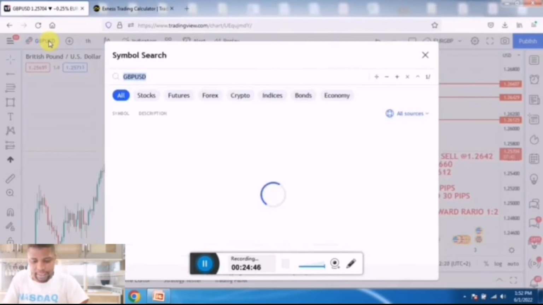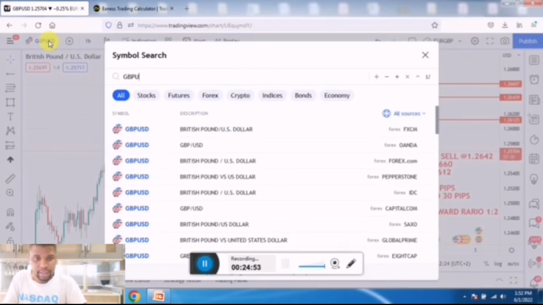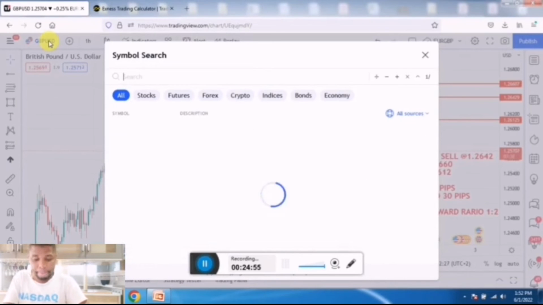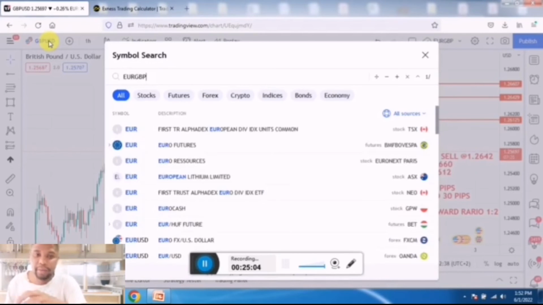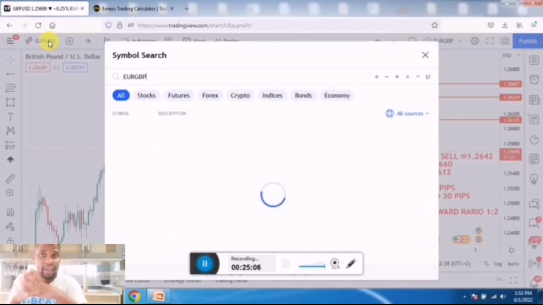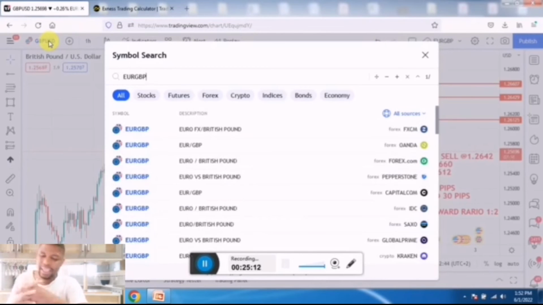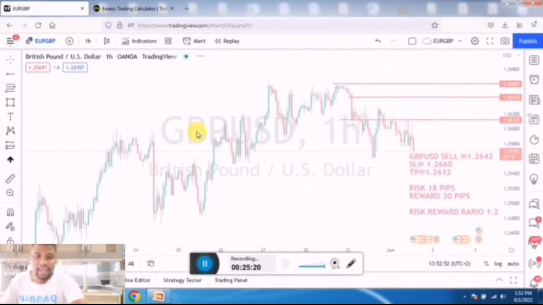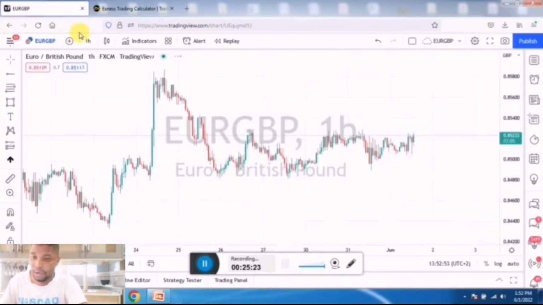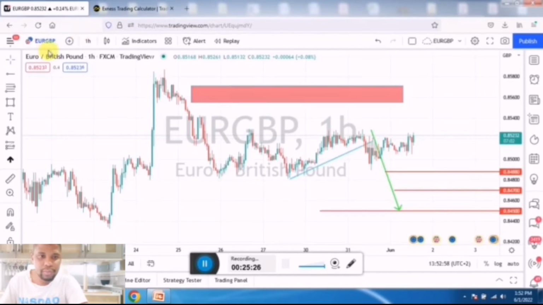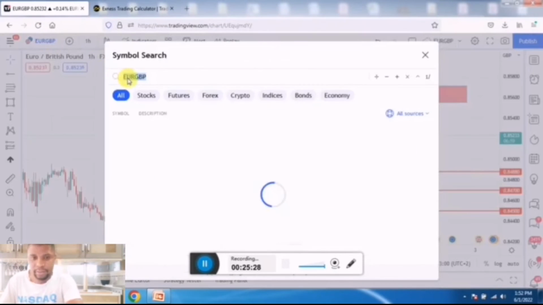So remember what I said, that cross pairs usually have a different PIP value. Euro GBP, of all the currency pairs, has the highest PIP value. You're going to see it when you look at the calculator. So Euro GBP has the highest PIP value of all of them. So let us make an example here again on Euro GBP.